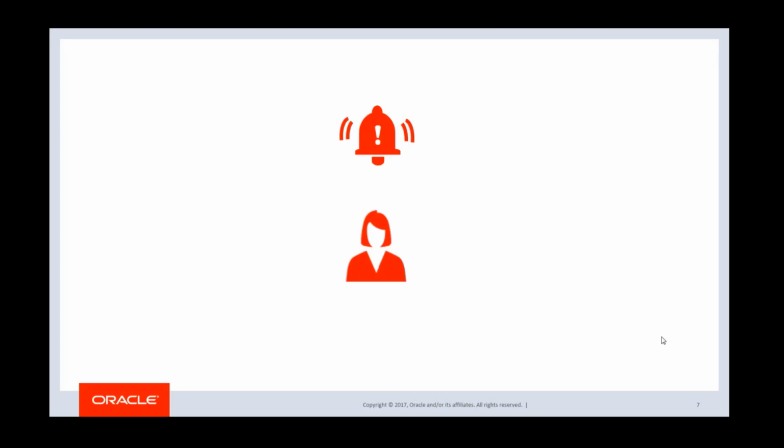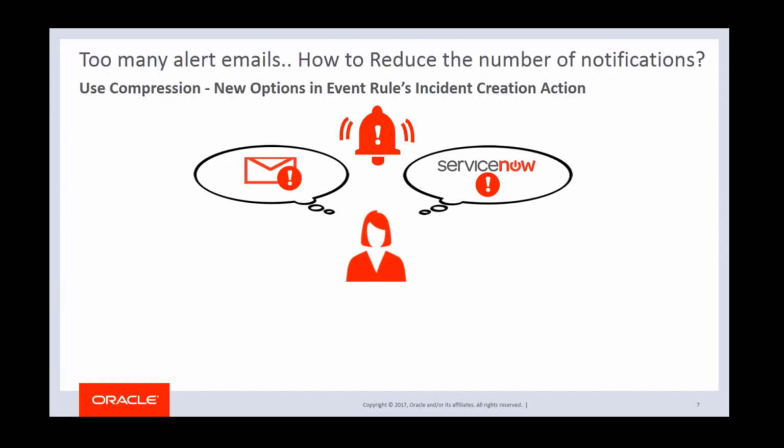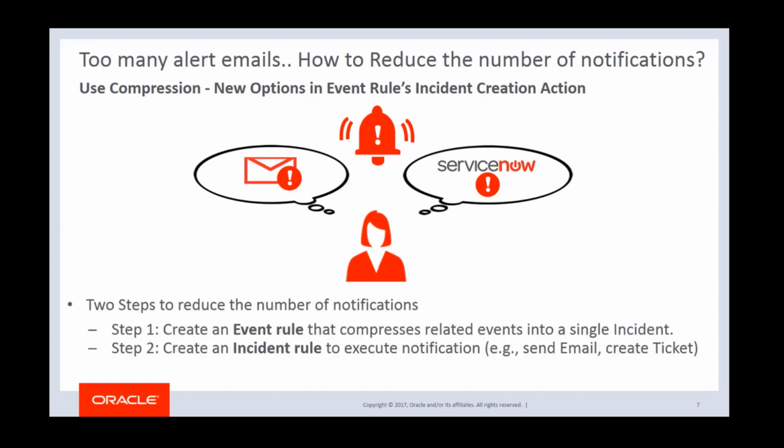But you may manage the alerting by email primarily, or you may forward the event or incident to third-party ticketing systems, such as ServiceNow. Then the question you may have now is this: how can I reduce the number of notifications, such as the number of alert emails or number of tickets? The compression is actually a new option in the Event Rule feature, which is also a part of the Incident Rule feature. Using the Rule feature, there are 2 steps to reduce the number of notifications.